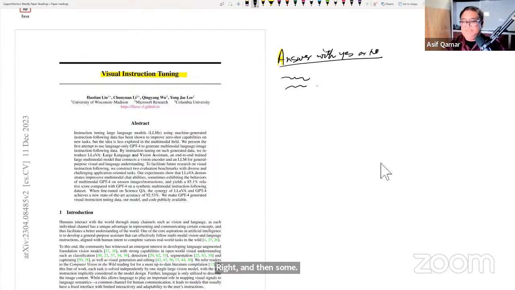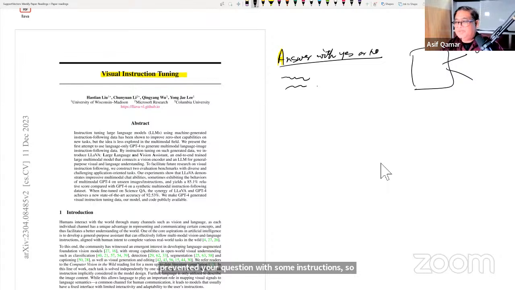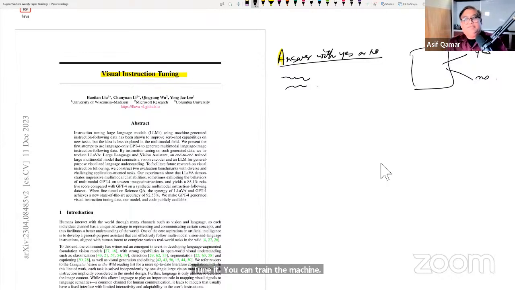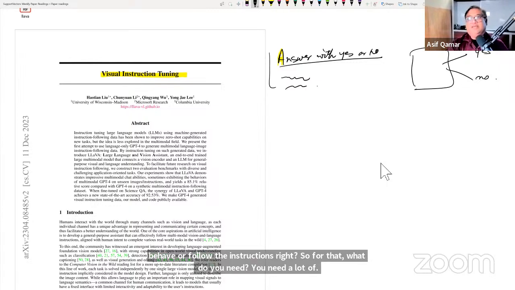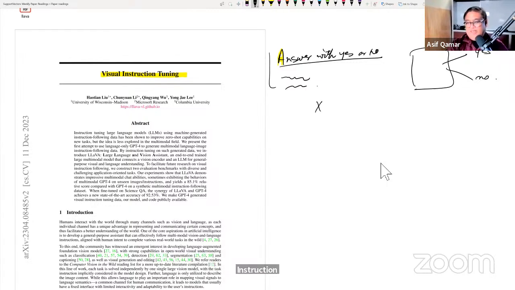You have prepared your question with some instructions so that the machine is allowed to produce only yes or no as answer. And you can tune it. You can train the machine to behave or follow the instructions, right? So for that, what do you need? You need a lot of instruction tuning data. Always, these machines need to be given the xi and yi, namely the input and the output, and then you sort of train the machine using a causal loss function.